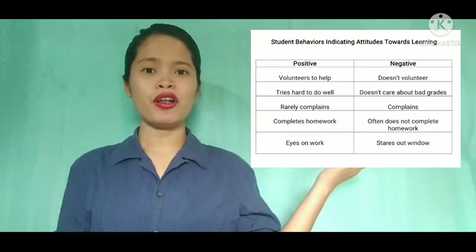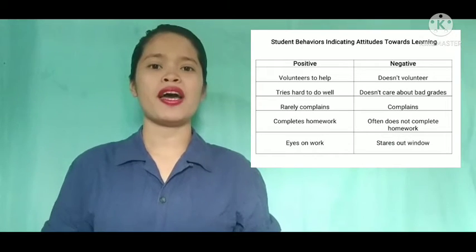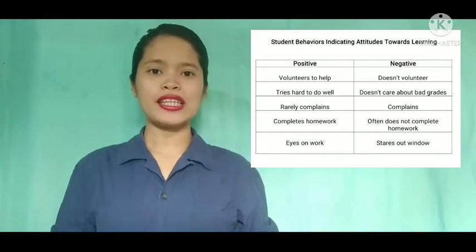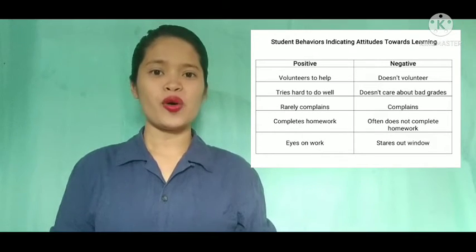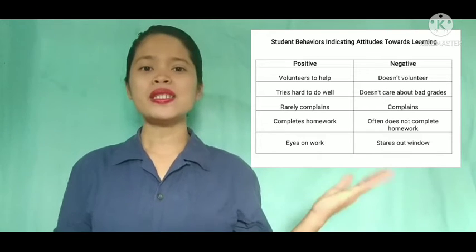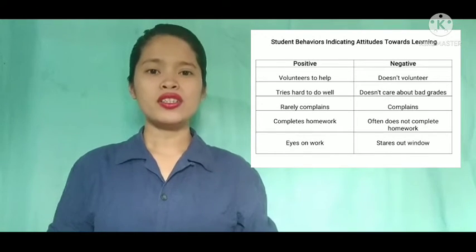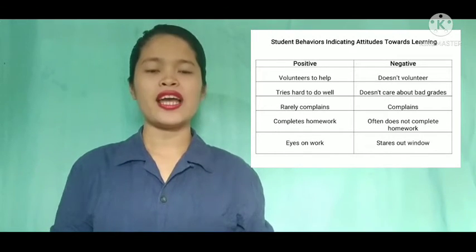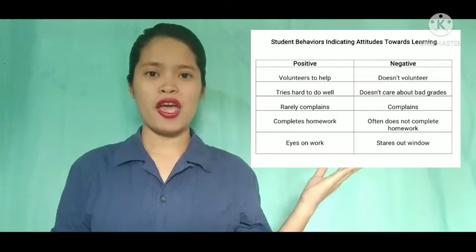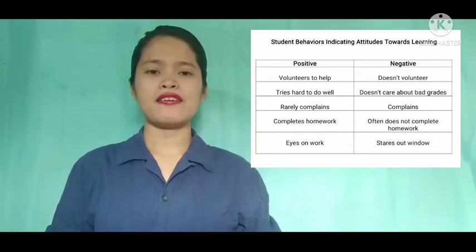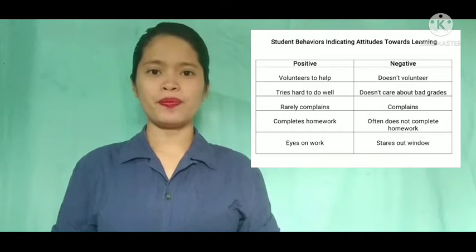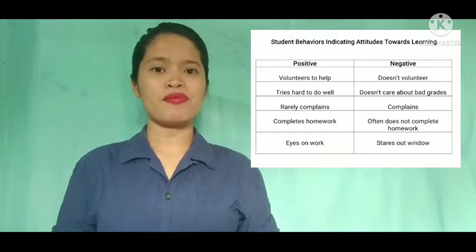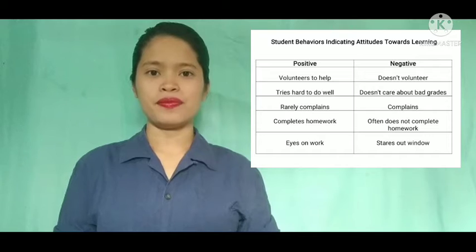So, here's an example of teacher observation provided by Pearson Education Incorporated in the year 2018. This is entitled Student Behaviors Indicating Attitudes Towards Learning. As you can see, there are two columns. One column for the positive behavior and another column for negative behavior. Let's start with positive. For positive, volunteers to help. And for the corresponding negative behavior, doesn't volunteer.